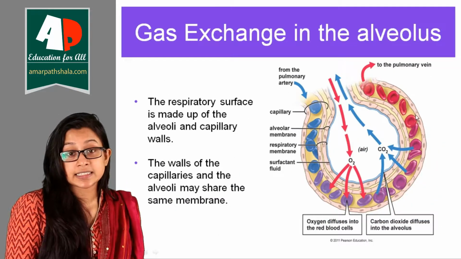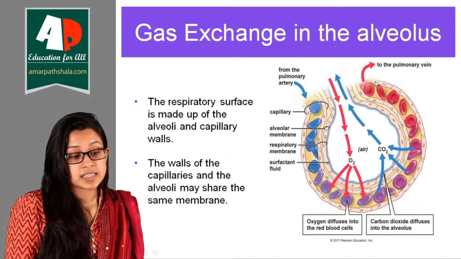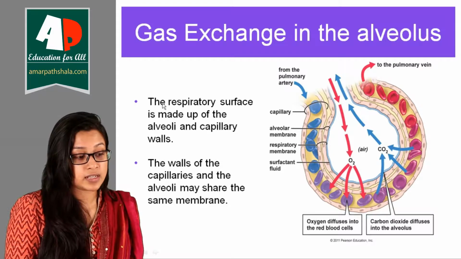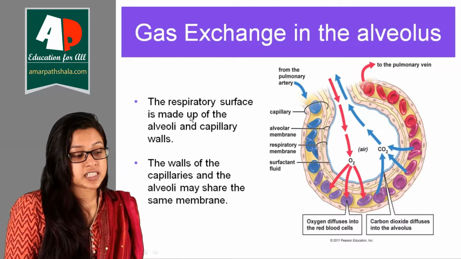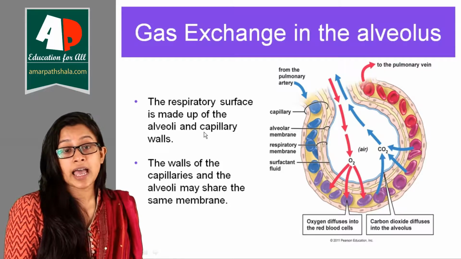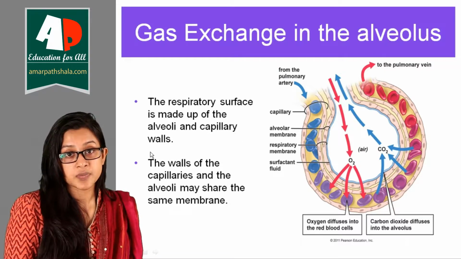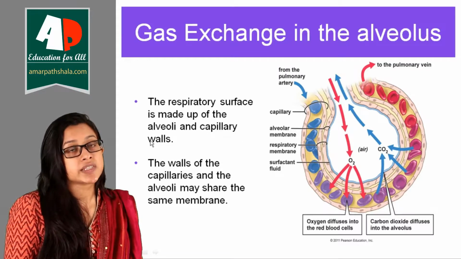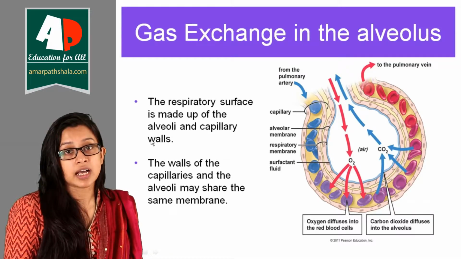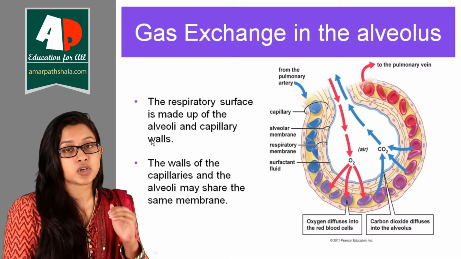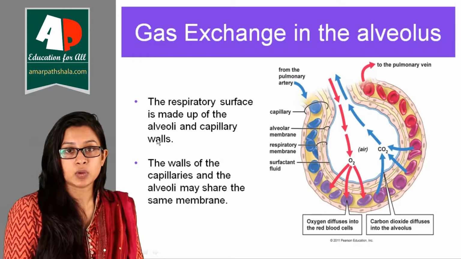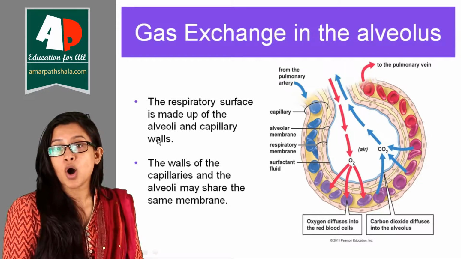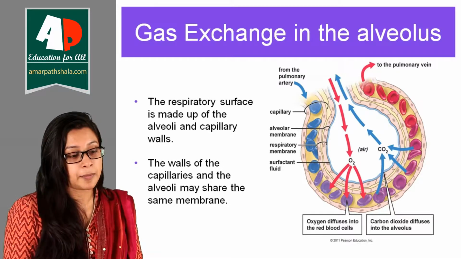You can see this is a single alveolus. This is a cross-section of a single alveolus. And the respiratory surface is made up of the alveoli and capillary walls. So the respiratory surface inside of the lung is all alveoli and capillary walls. This is where all of the gas exchange is happening.